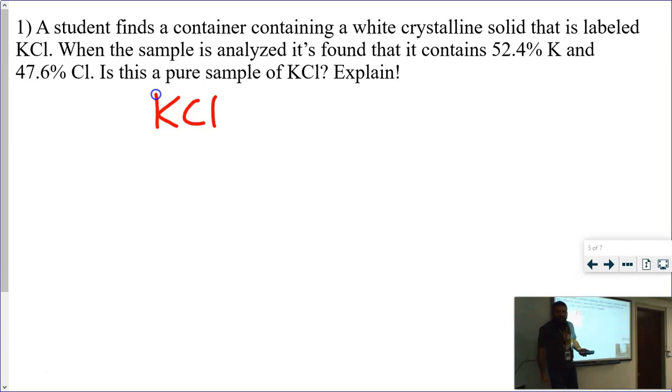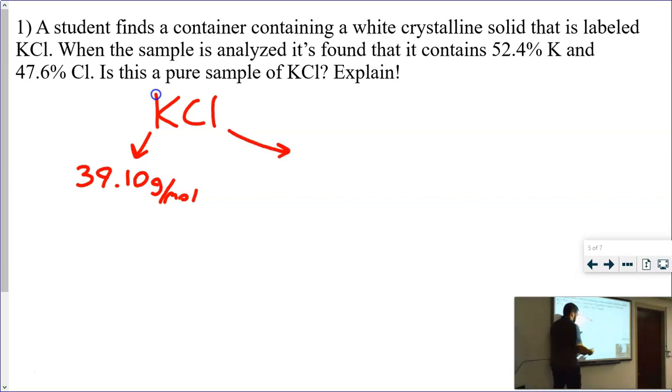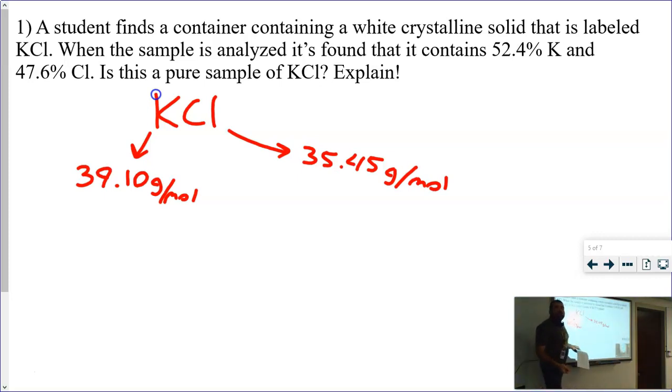The molar mass of potassium off of my periodic table, which again, you should always have nearby, obviously. I look up potassium and I find that it's 39.10 grams per mole. And I look up chlorine and I find that it is 35.45 grams per mole. All right? So hypothetically, if I have a 1 mole sample, I would have 39.1 grams of potassium and 35.45 grams of chlorine. I should have those masses in a 1 mole sample of KCl.